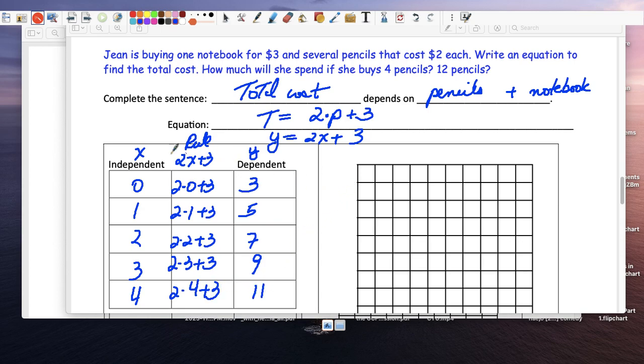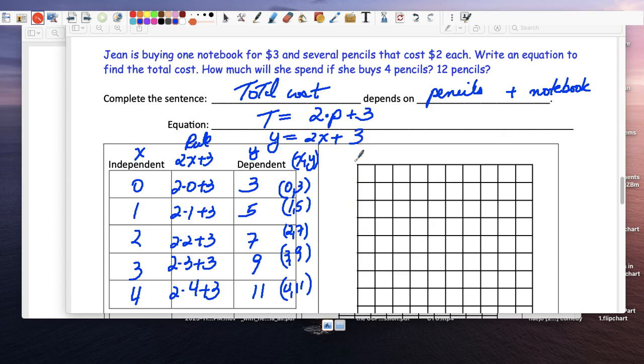Right, and actually I should have drawn one more column here, where my actual points go. You don't have it, but that's okay. So this is 0, 3. This is 1, 5. This is 2, 7. 3, 9. 4, 11. And we can continue on and on, depending on how many pencils you buy.